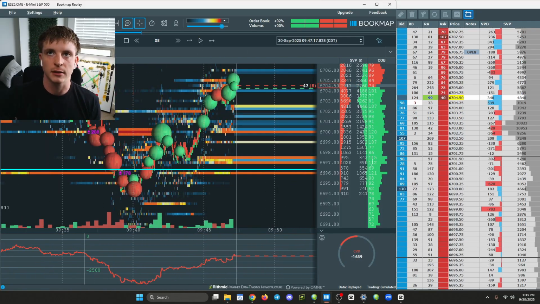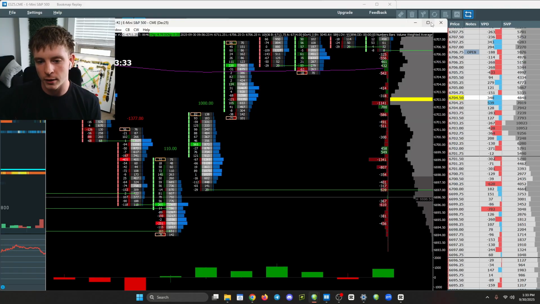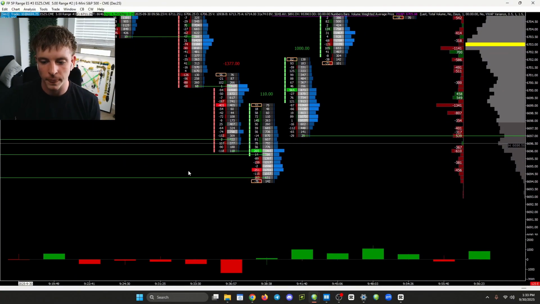But this is basically what it looks like on a heat map. And then here is the footprint chart. The way I'm reading this is we're selling off strong into the low of day. On this previous candle, you can see we had a significant amount of negative delta right here. Sold off into the low of day. This is that gray line that you barely see. That is the level that I'm talking about.